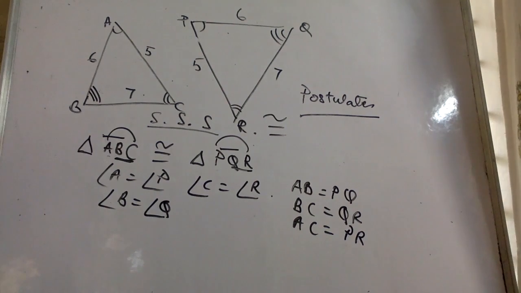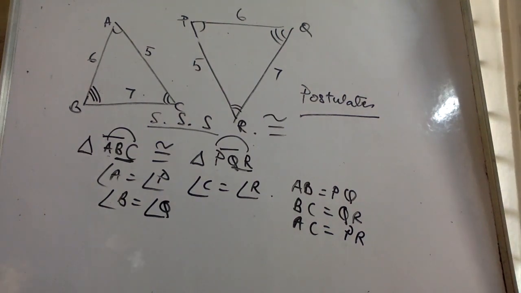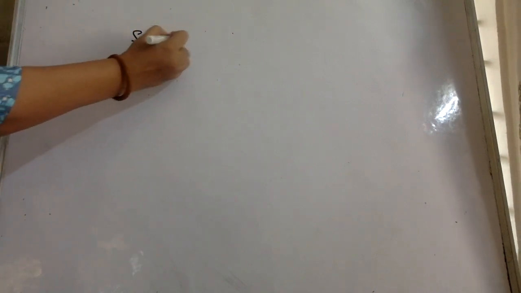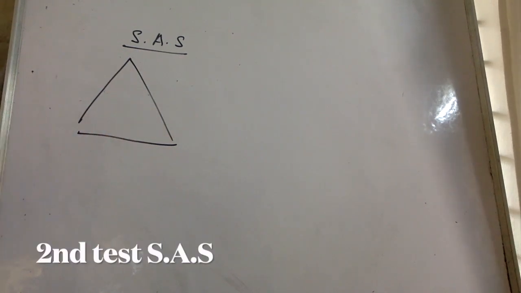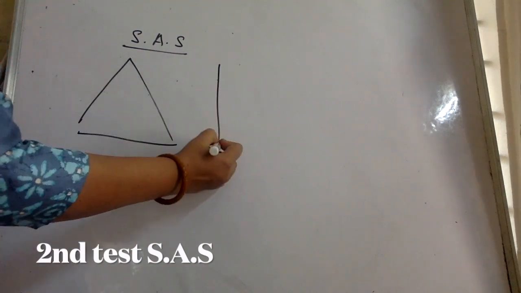You might see in some books it is used as a postulate of congruence. It means nothing but the tests for congruence. Okay, let's now talk about the next test, which is the SAS test. What is that? Supposing we have a triangle here given, and we have another triangle here.